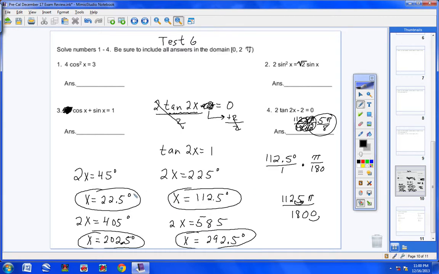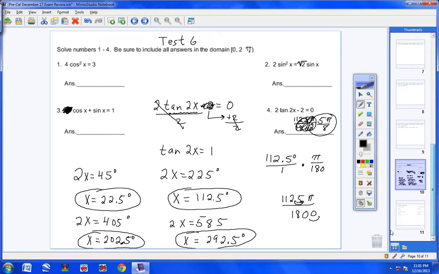So I hope this is making sense. We've reviewed how to solve these different trig equations. Make sure that you're familiar with these. Make sure you know how to use your reference angles. And let's go ahead and continue on to solving triangles using law of sines and law of cosines. And then we'll be done for the entire video. So not a very long video today.